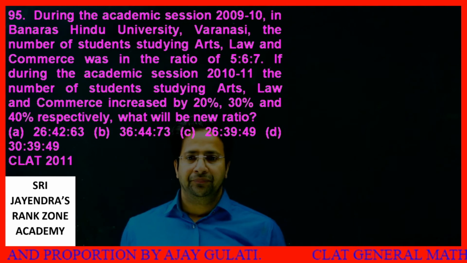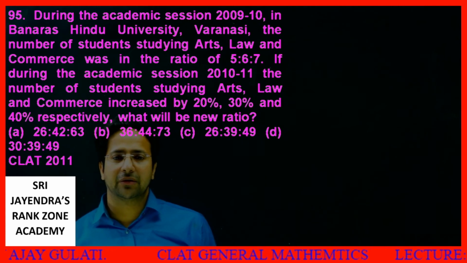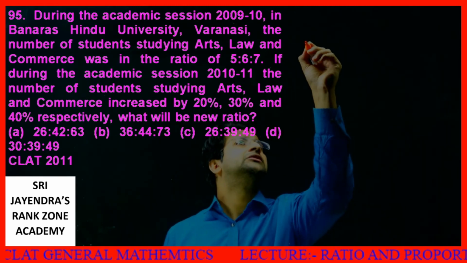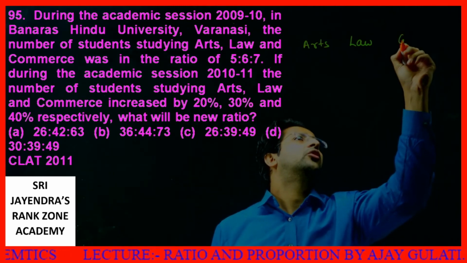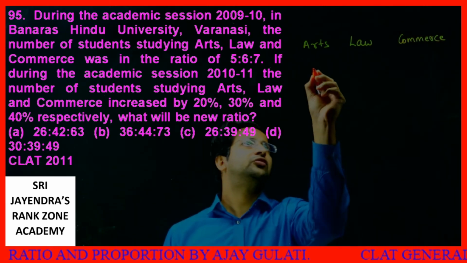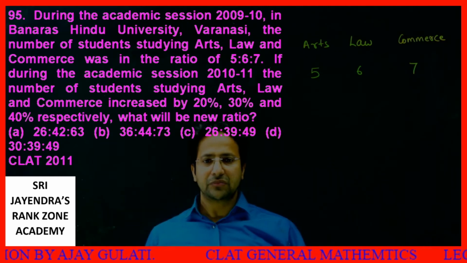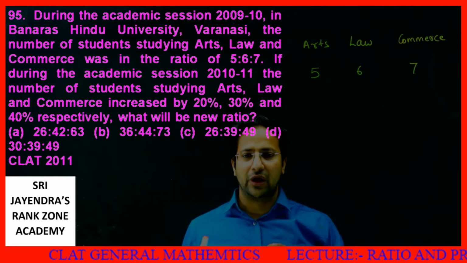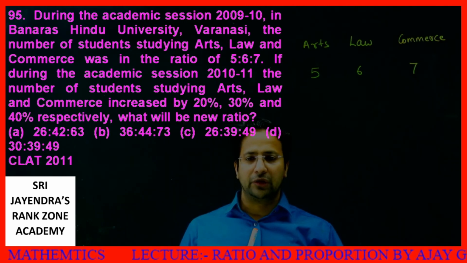Next question. During the academic session in 2009-10 in Banaras Hindu University, the number of students studying arts, law and commerce was in the ratio 5, 6, 7. Arts, law and commerce. These students were in the ratio 5:6:7. If during the academic session 2010-11 the number of students studying arts, law and commerce increased by 20%, 30% and 40% respectively, what will be the new ratio?